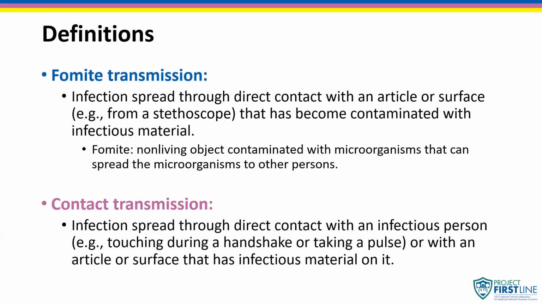It is important to have an understanding of 2 terms used when describing transmission. The first is fomite transmission. This is when infection is spread through direct contact with an item, such as a stethoscope, or surface that has become contaminated with infectious materials. The infectious materials are not always visible.